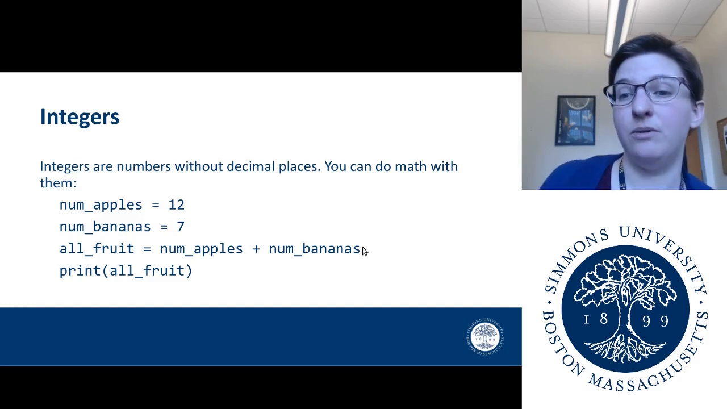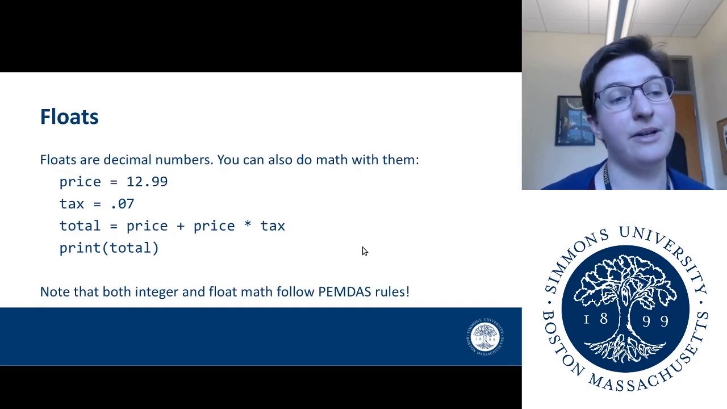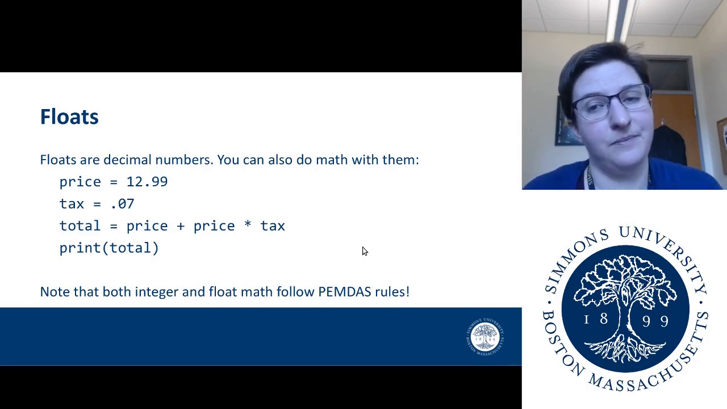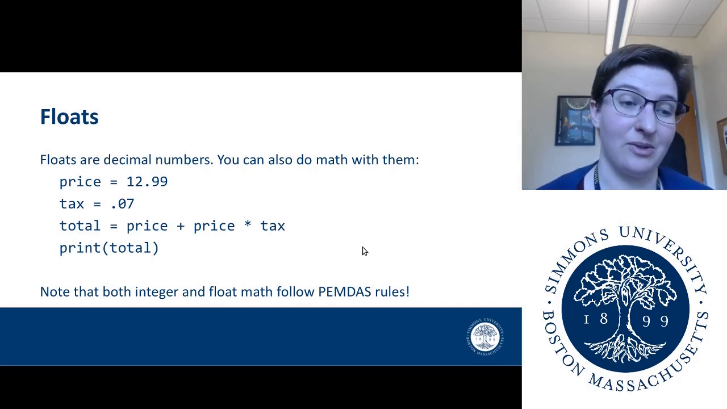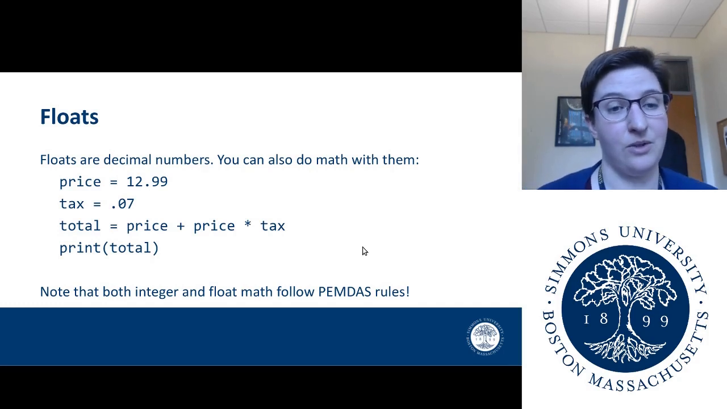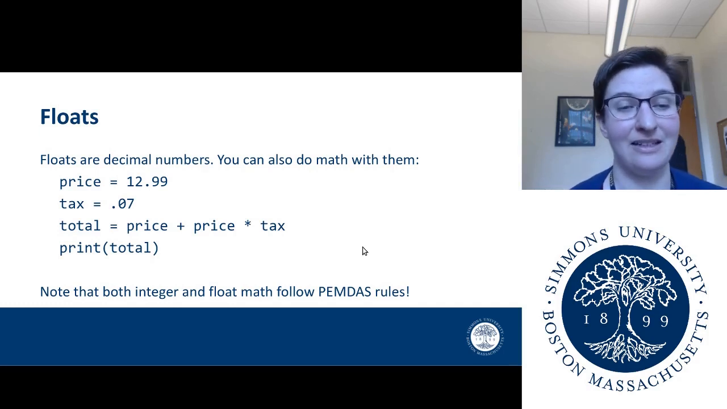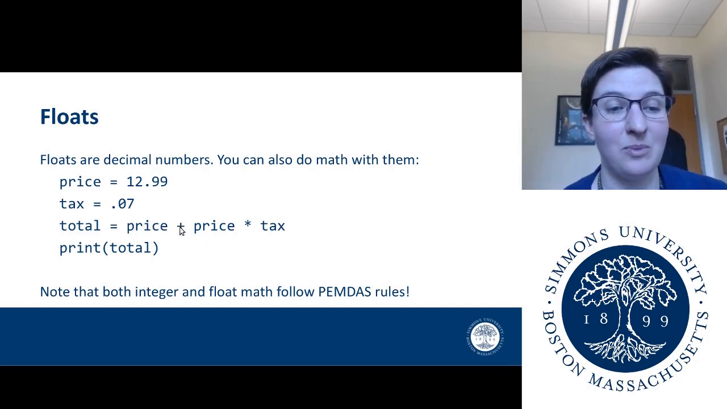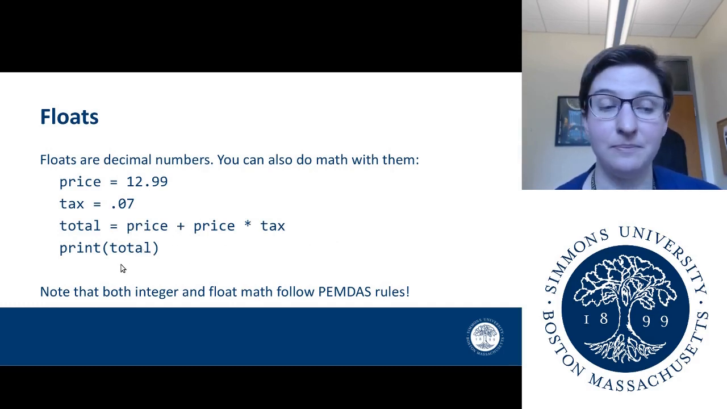So integers are cool, whole numbers, who doesn't like those, but sometimes you want to do things with decimal points, and that's actually called a float, for floating point. So they're decimal numbers, basically, not whole numbers. So you can also do math with them. Huh? Who knew? So you can say things like price equals 12.99, tax equals 0.07, and then here I have total equals price plus price times tax. And then when you print the total, it will have the correct amount.